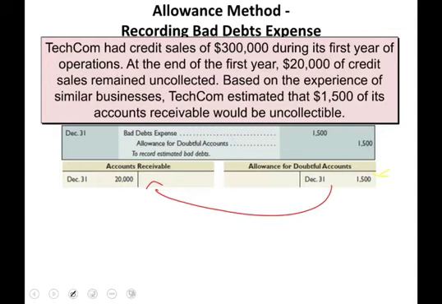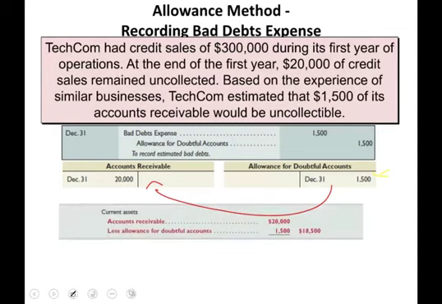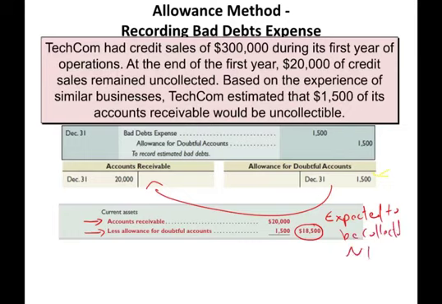Now, how do we present this information on the balance sheet? We would still show the account receivable at $20,000 less the allowance. So this is the amount that's expected to be collected in cash. This is called the NRV, or the net realizable value. So we have $20,000 of receivable, of which only $18,500 we expect to collect. And this is an advantage of the allowance method because it shows you account receivable at net realizable value.